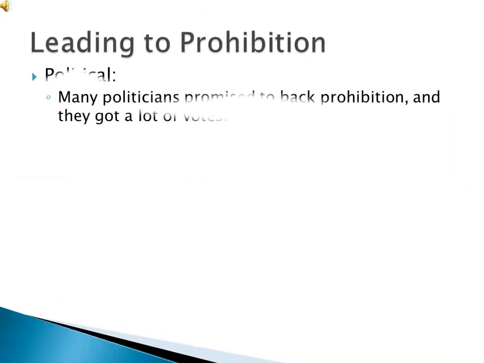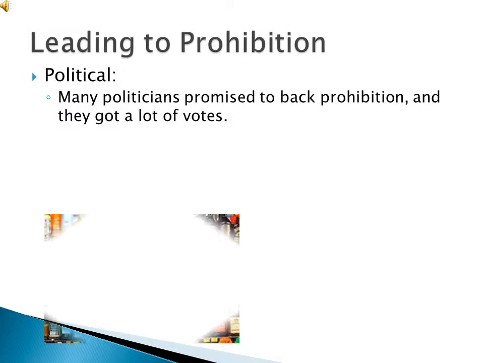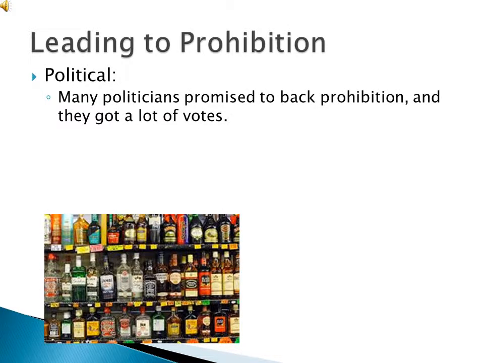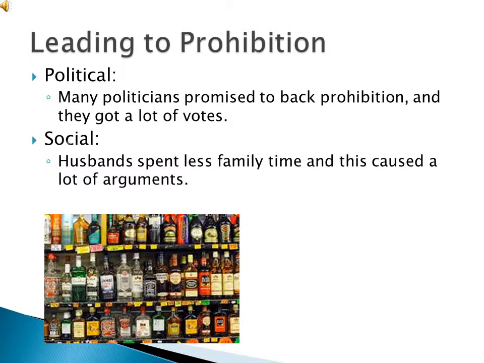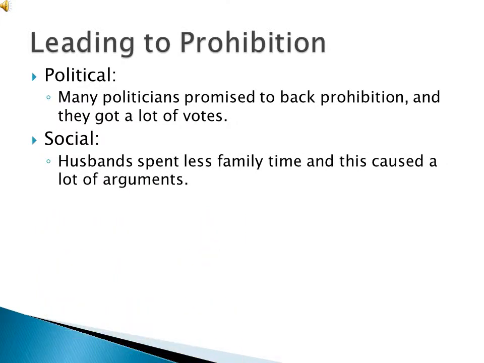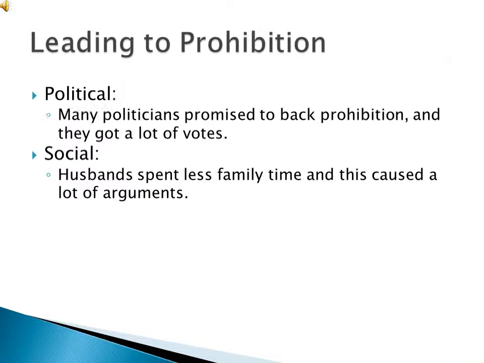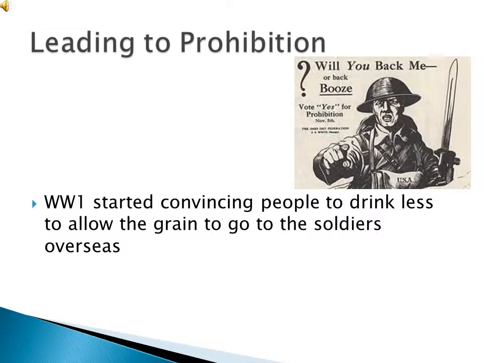Another factor that caused prohibition was politics. Many politicians promised that they would pass prohibition. They did this in order to get votes from more people. Also, many women's groups were created because men were getting drunk and coming home and getting in heated arguments with their families. World War I was also a leading factor in prohibition, because the government tried to convince people to drink less, so that the grain used to make the alcohol could go to the soldiers overseas.